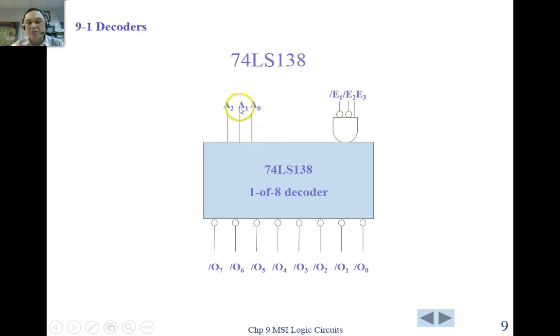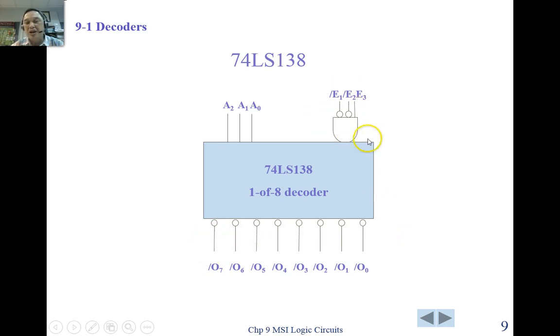For example, 0, 0, 0 here, so your Q0 will be 0. The rest will be 1, 1, 1, 1, 1, 1, 1. That means they are not enabled. When a particular number is input, say 0, 0, 0, your Q0 is enabled. Let's say it's 1, 1, 1 here, then your output Q7 will be enabled. This one will be a 0, the rest will be a 1.